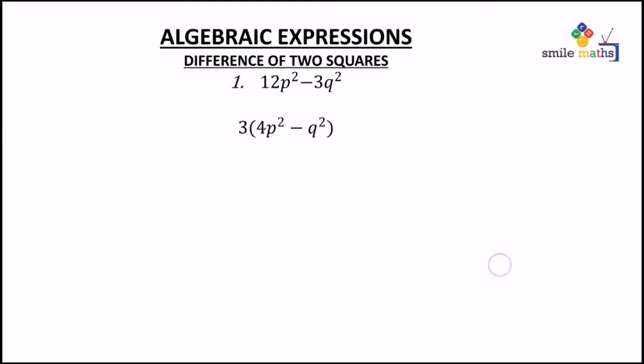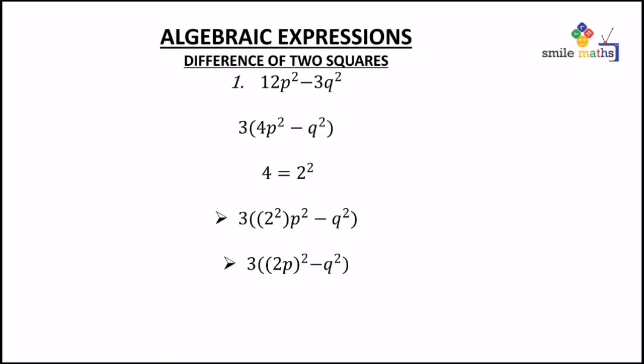So working on that, we can write 4 as 2 squared, which is going to give us 3 bracket open, 2 squared p squared minus q squared. Combining them, we have 3 bracket open 2p squared minus q squared. So the one in the bracket becomes a complete difference of two squares. Expanding that is going to give us 3 multiplied by 2p minus q times 2p plus q.